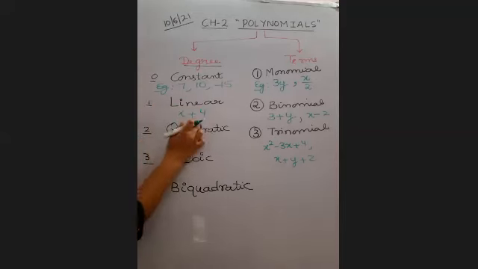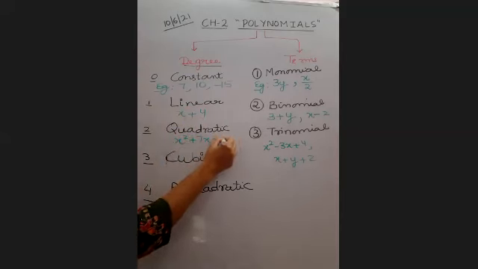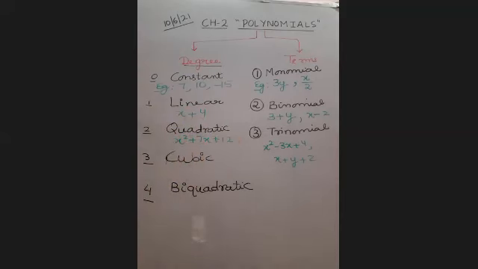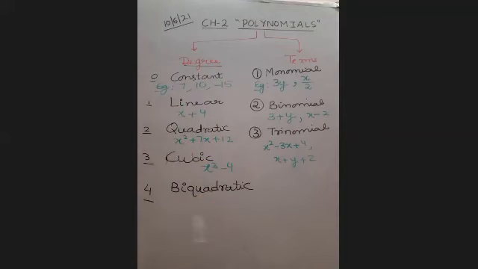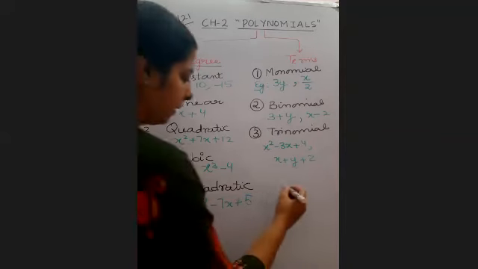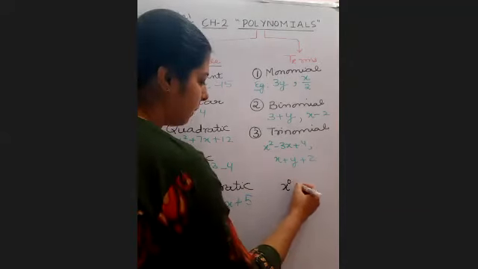Linear: degree 1. What is the degree here? 1. If we have x square, what is the degree here? 2. x cube minus 4, what is the degree? 3. And 4, this is known as biquadratic. Children, just see one thing. Do you know that x raised to the power 0 is 1?